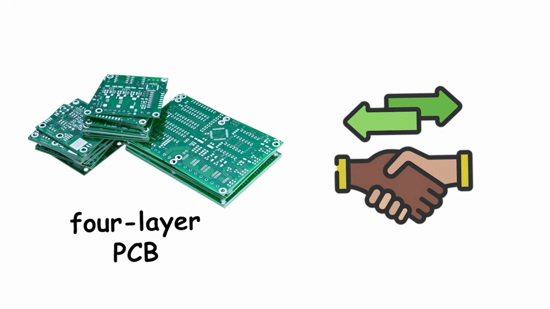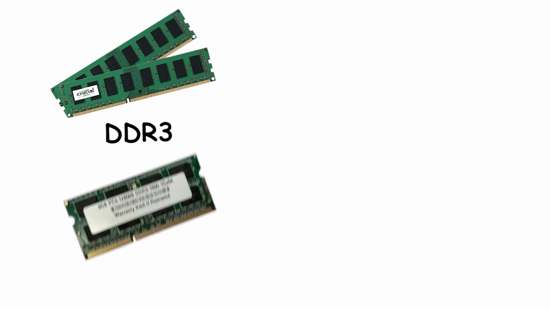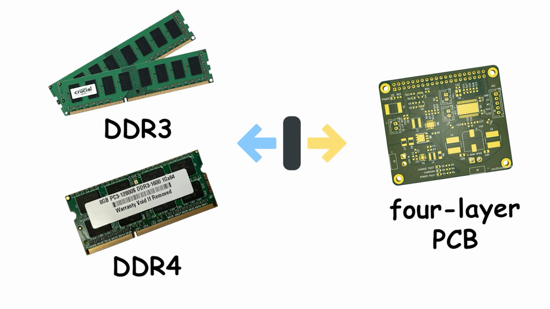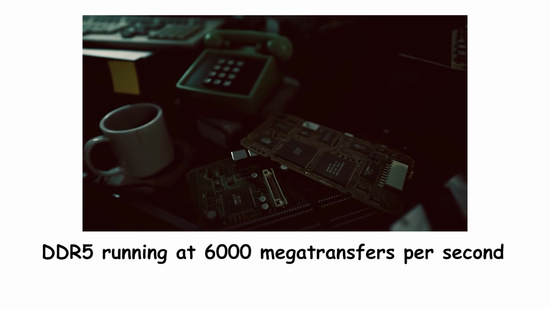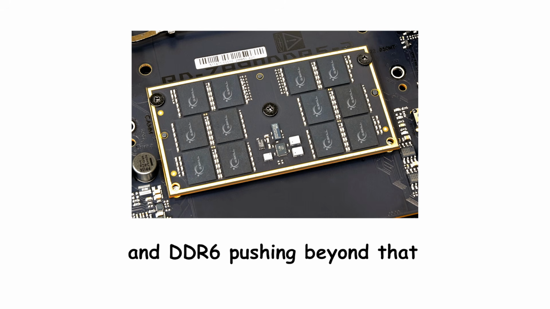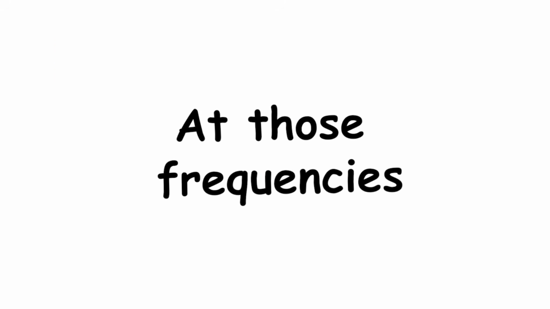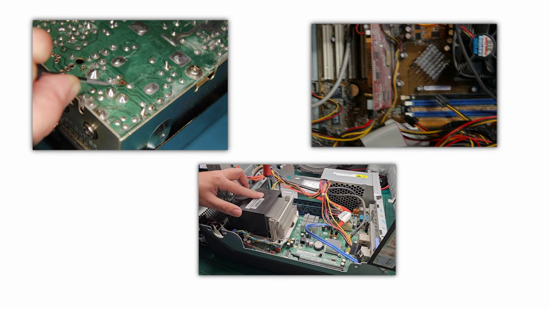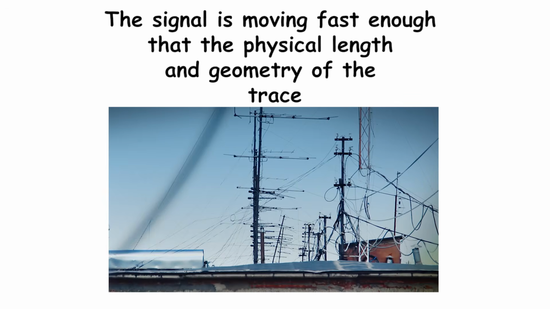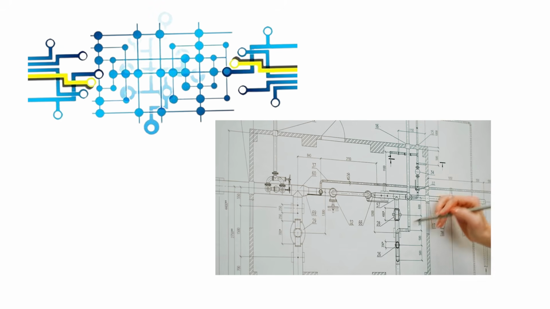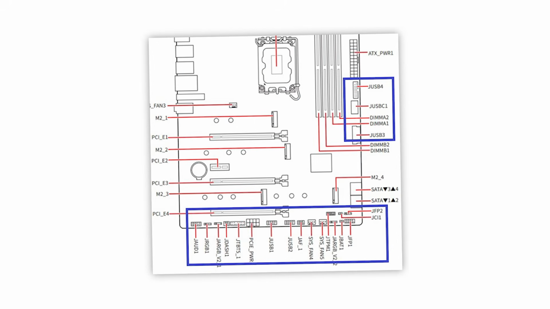This was an acceptable trade-off for years. At DDR3 speeds, at DDR4 speeds in the lower ranges, the margins were wide enough that most 4-layer designs could hold the line. That era is over. DDR5 running at 6,000 megatransfers per second, and DDR6 pushing beyond that, changes the physics of what the board itself has to do. At those frequencies, the copper traces connecting the processor to the memory slots don't behave like wires, they behave like antennas. The signal is moving fast enough that the physical length and geometry of the trace matters in ways that are no longer engineering footnotes, they are the dominant design constraint.